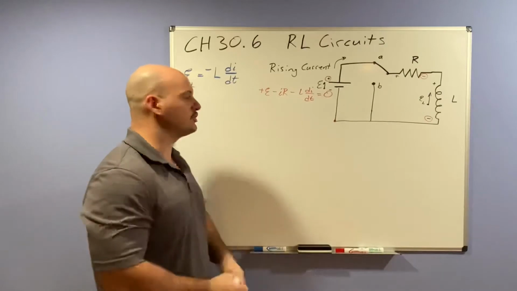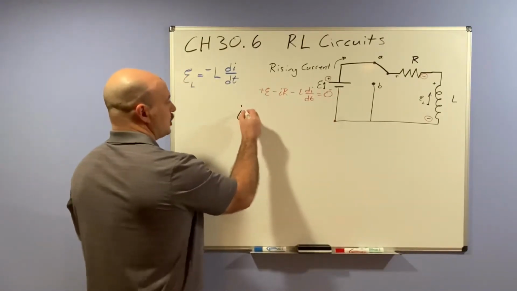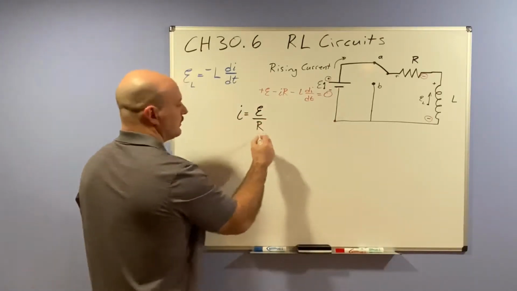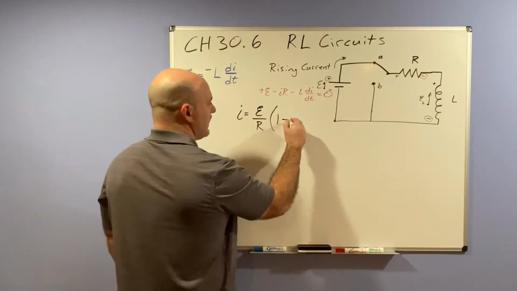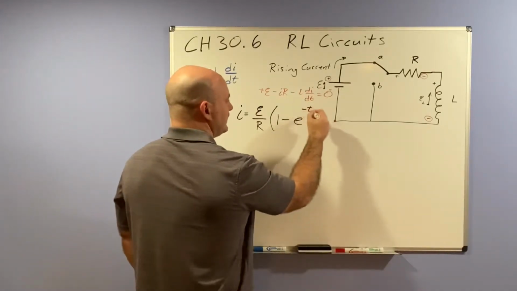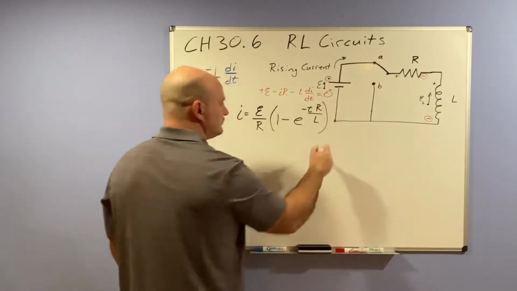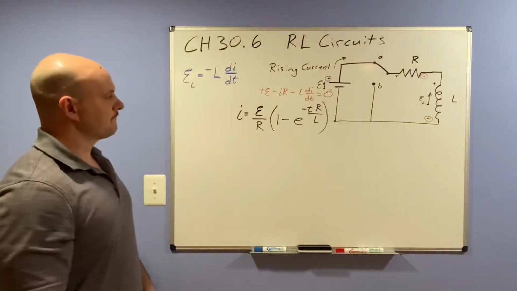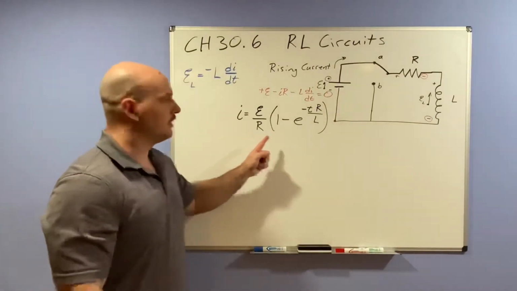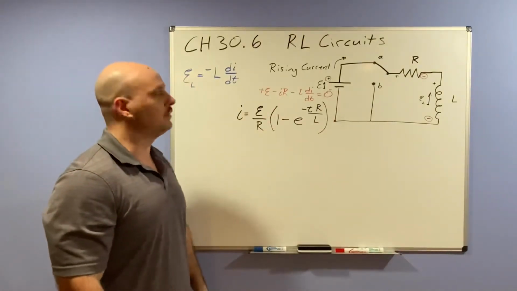Okay, and the solution to this differential equation is that current is going to be equal to the EMF over R times 1 minus the exponential function raised to the negative t R over L. All right? This is the expression for how the current changes with time when we have a rising current through an RL circuit.